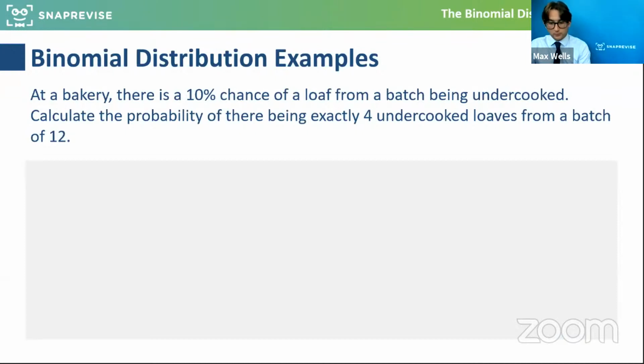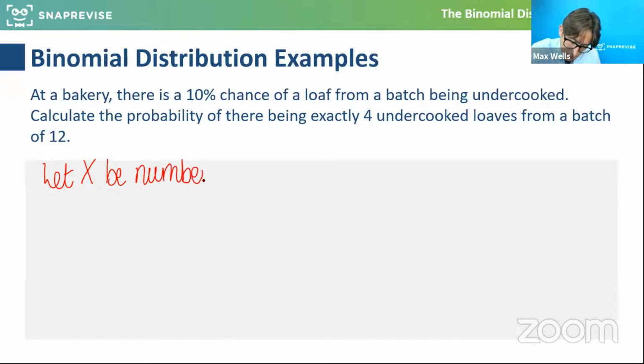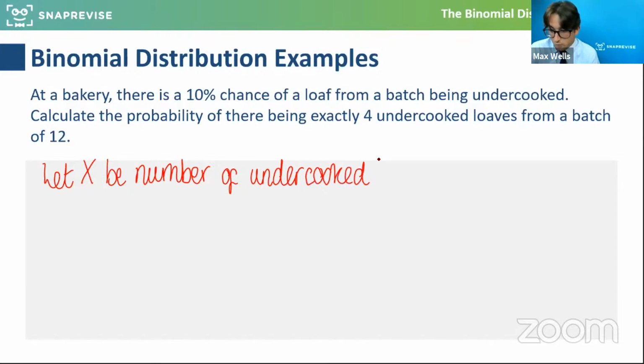So here's a good example, binomial distribution examples. At a bakery, there is a 10% chance of a loaf from a batch being undercooked. Calculate the probability of there being exactly 4 undercooked loaves from a batch of 12. This is a binomial question. This is very much exactly the thing we're looking at. So I'm going to say, let X, the random variable we're dealing with, be the number of undercooked loaves. In this scenario, a success is undercooking the loaf, because that's what we're dealing with. So let X be the number of undercooked loaves. You wouldn't generally think, oh, I've successfully undercooked it, but that's the thing we're modeling. So that's what we're calling the variable.